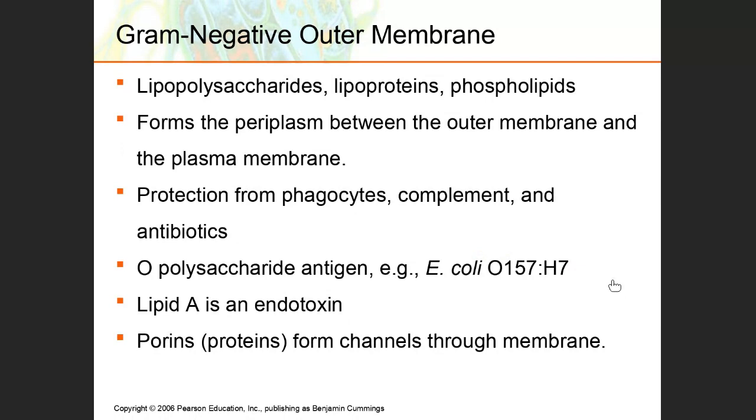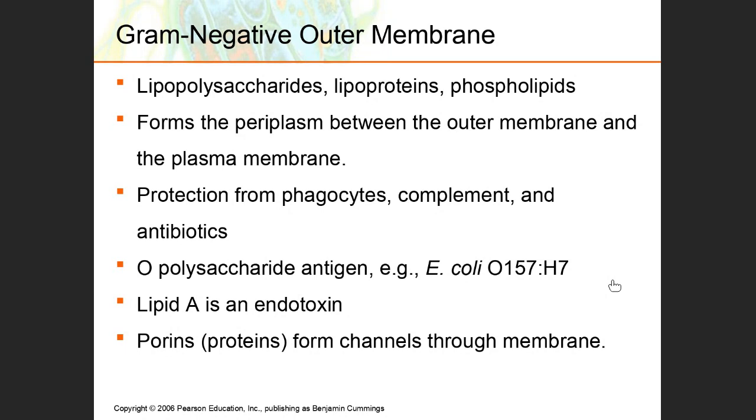So let's focus on the gram-negative. There is a space in between the inner and outer lipid membrane. It's called the periplasm. That extra lipid membrane also helps to protect those bacteria from phagocytosis. It's not as good as a capsule, but it can help to prevent phagocytosis.